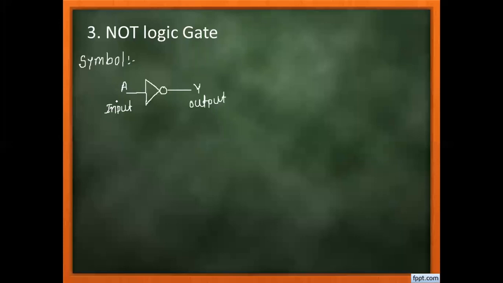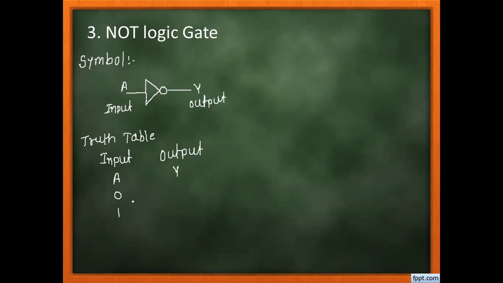Now, as only one input is there, in the truth table only 2 possible conditions are there. This truth table is between input and output, where the input is A and the output is Y. So there are 2 possible conditions: either the input is 0 or the input is 1.